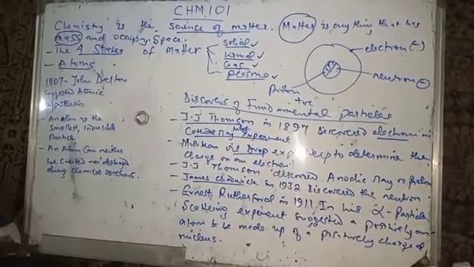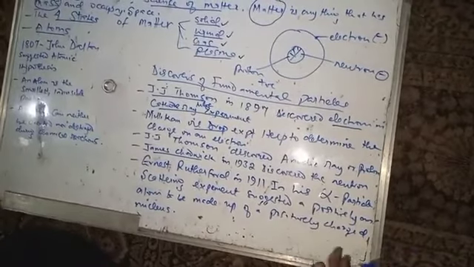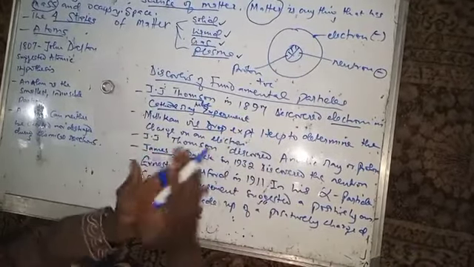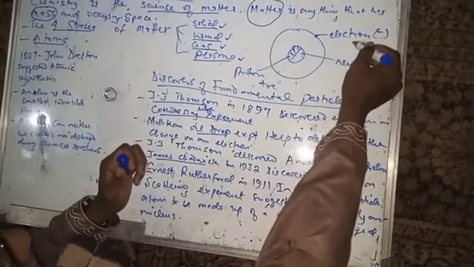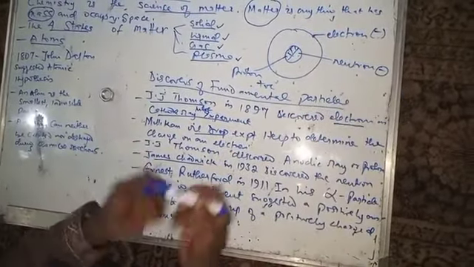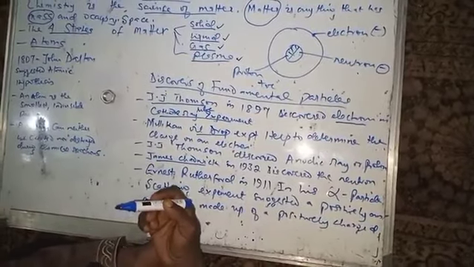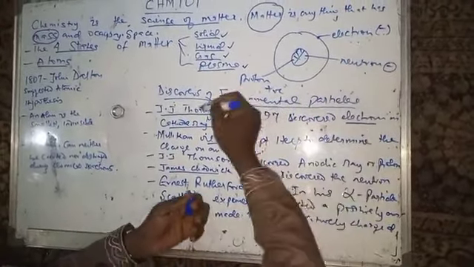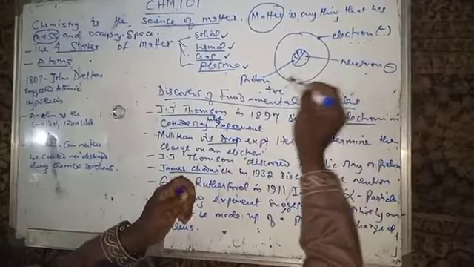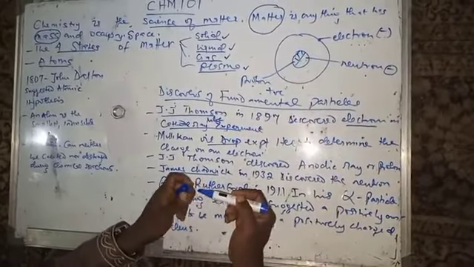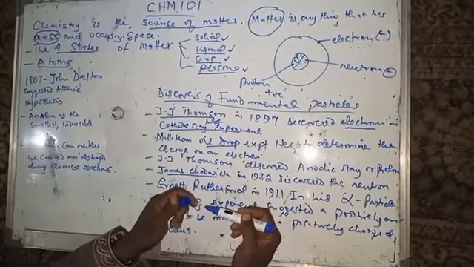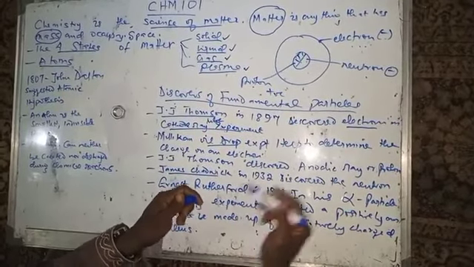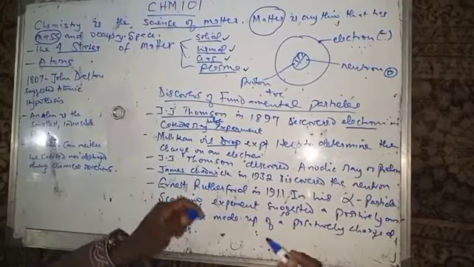When he discovered the neutron, we were able to know the three particles that make up the atom. What are these particles? The electron, the neutron, and the proton. From experiment, the electron has a negative charge, the proton has a positive charge, and the neutron has a zero charge.